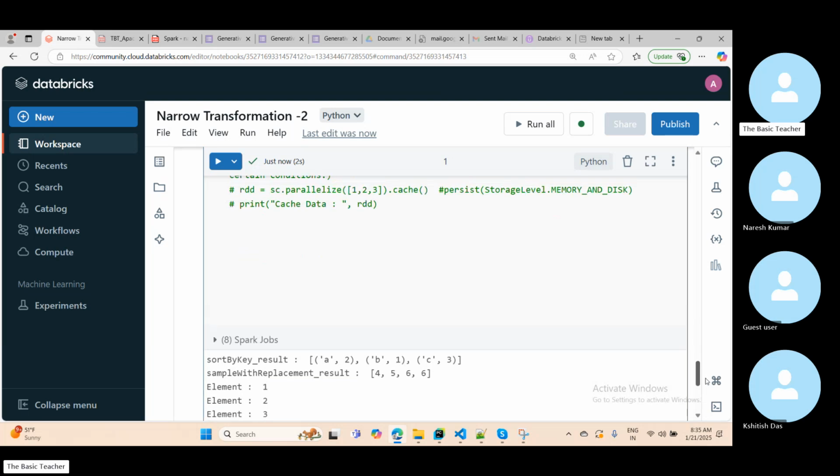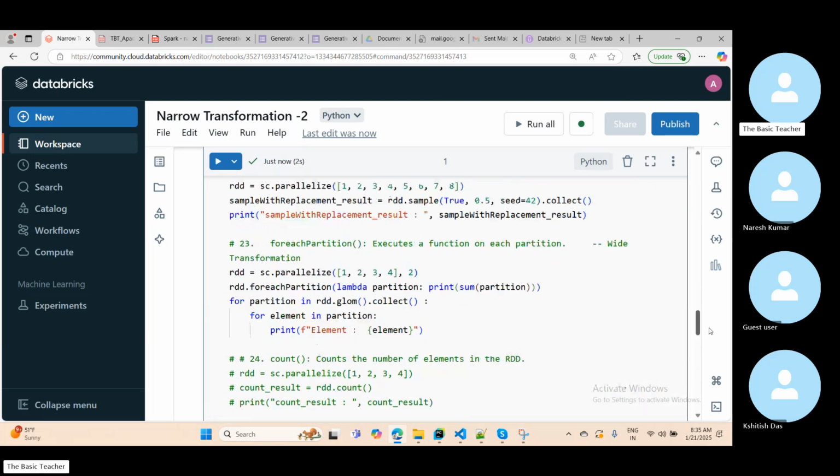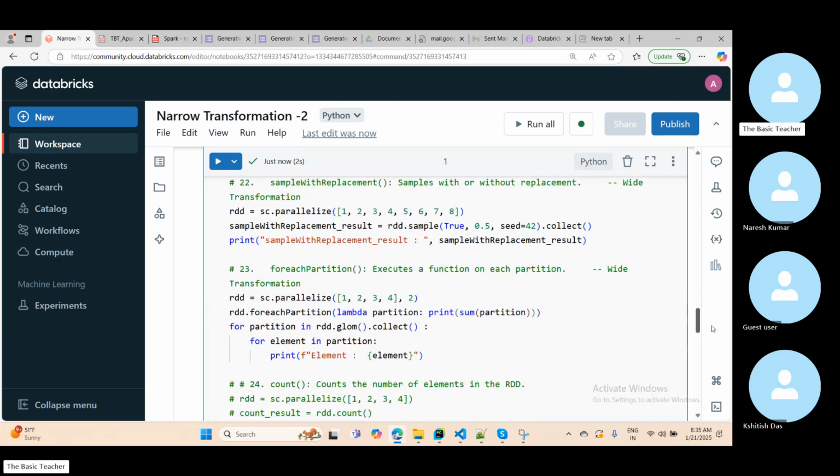Element 1, 2, 3, 4, 5. Okay. This was not printing like how we did for each above. It is not printing directly. That's why I had commented. Okay, it's fine.